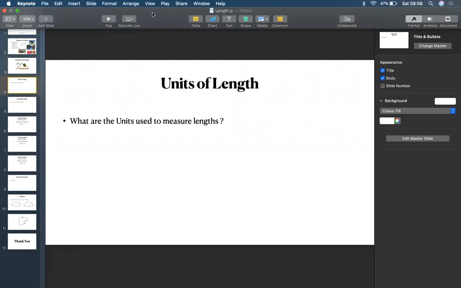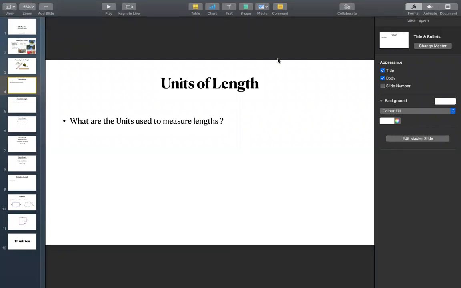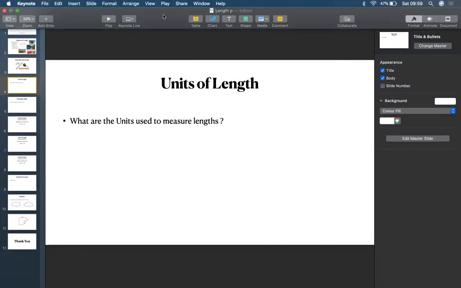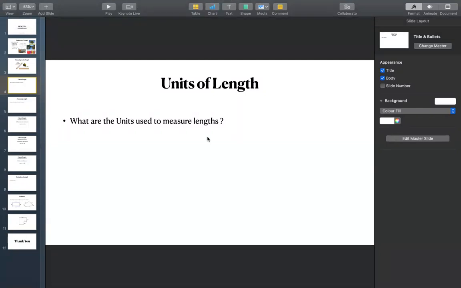Yeah, what happened to this? How the missing line? Have you finished writing the subtopic units of length? Do you have any connection issues? Hunsara, leave the units of length.